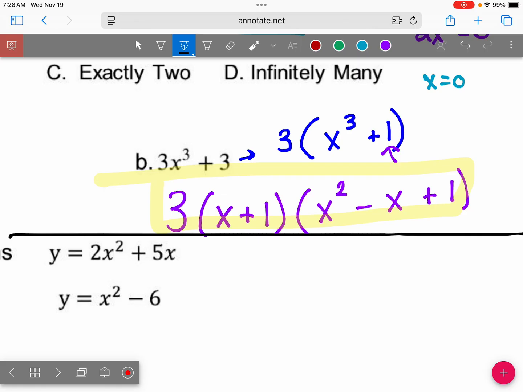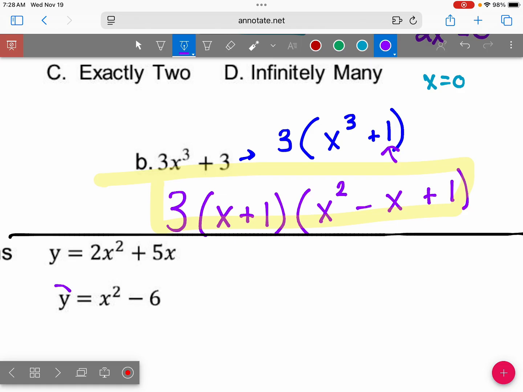I have 2 equations. I know y equals this. I know y equals this. So I want to know when y equals y, because I want to know when this equals this. So I'm going to take this and substitute it in place of the y. I'm going to set these 2 equations equal to each other.